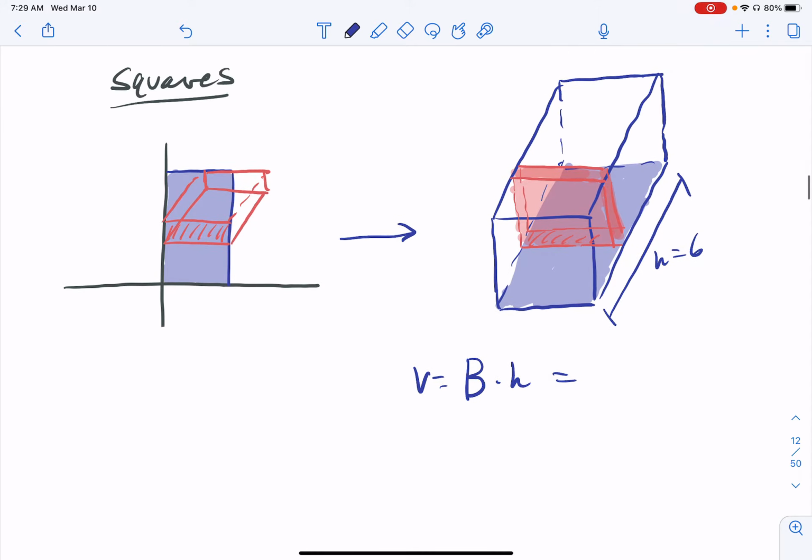Well, since we're talking about the area of a square, I need its side length. And this side length, of course, is 3, right? And it's a square. So we square that thing. And it just turned into a cube for whatever reason. We got 9. So we have 9 times 6. We have 54 units cubed. There you go. All right.